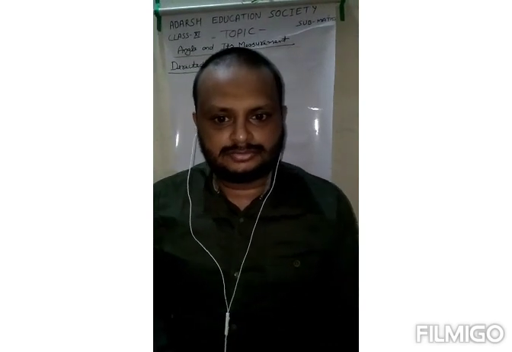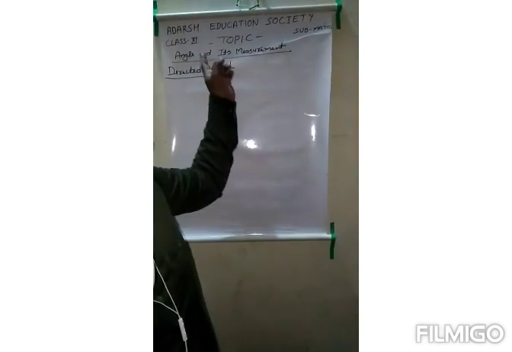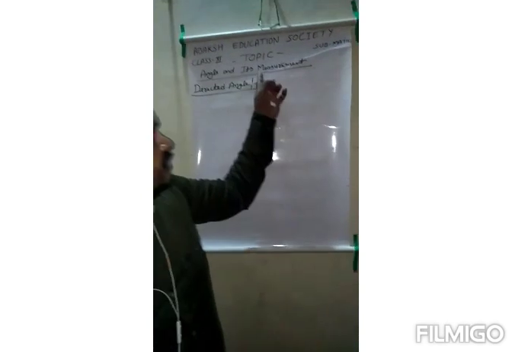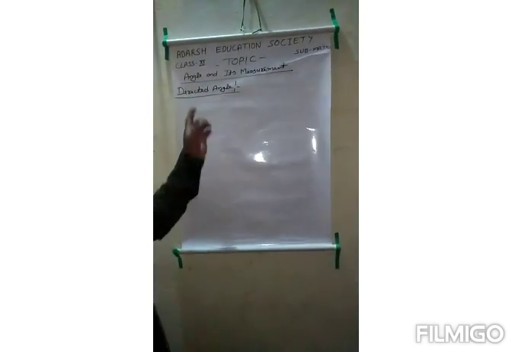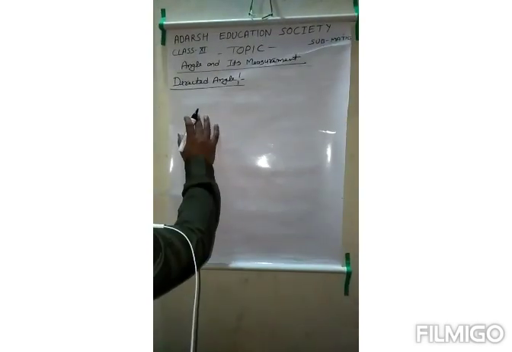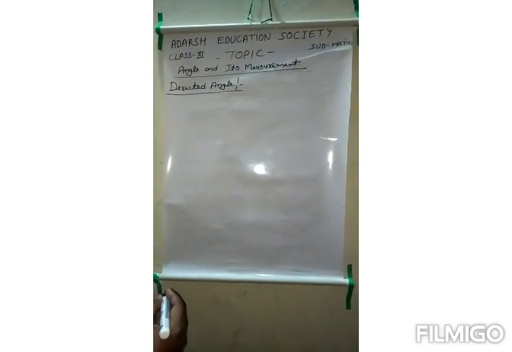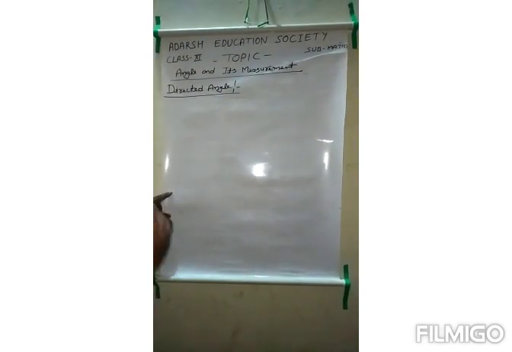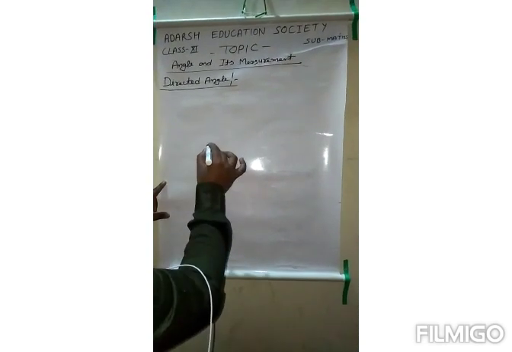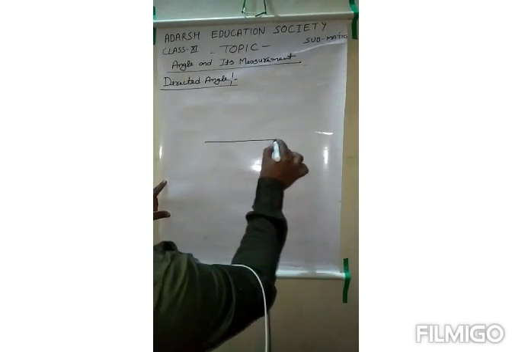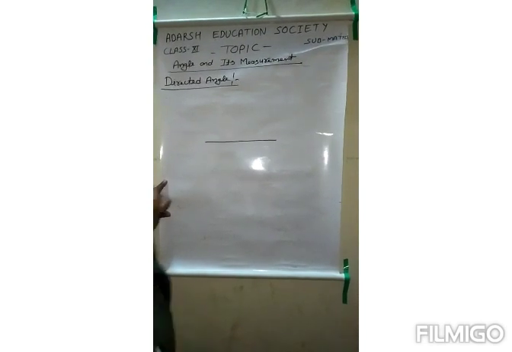Today we will discuss the first topic of 11th standard, angle and its measurement. Now the first topic is directed angle. As students, you are aware of angles like the 60-degree angle and 90-degree angle. Here we have to discuss some different forms of the angle.